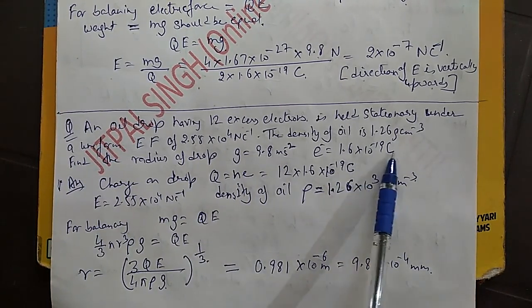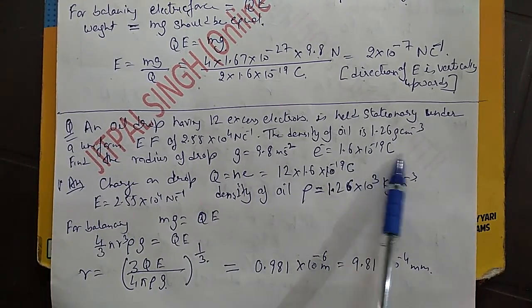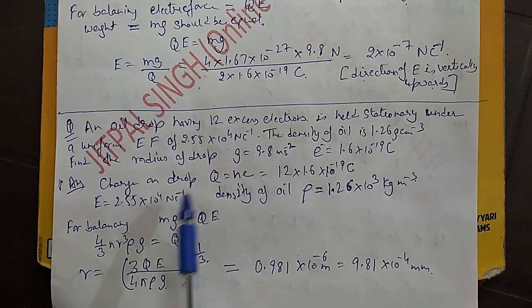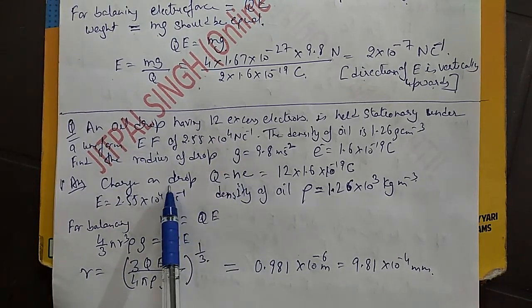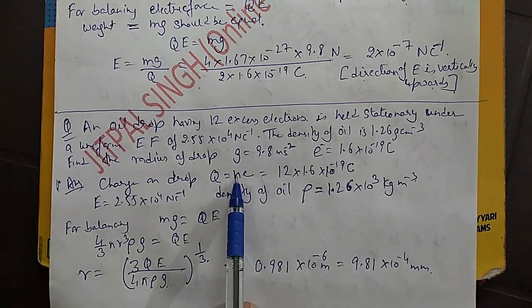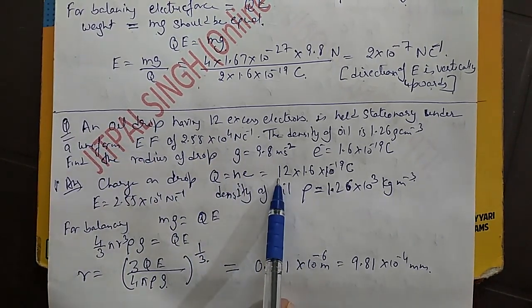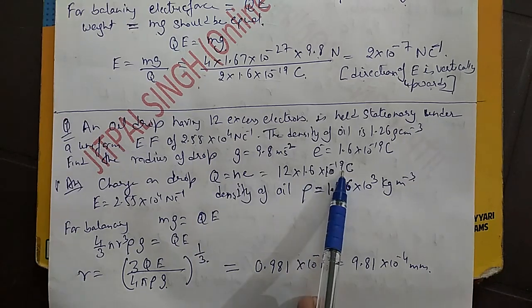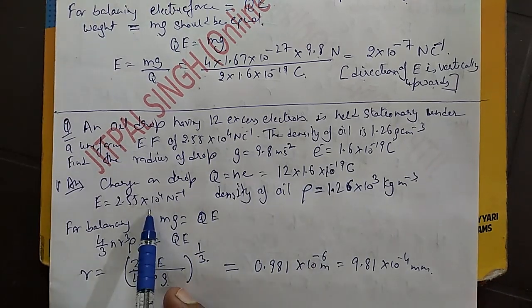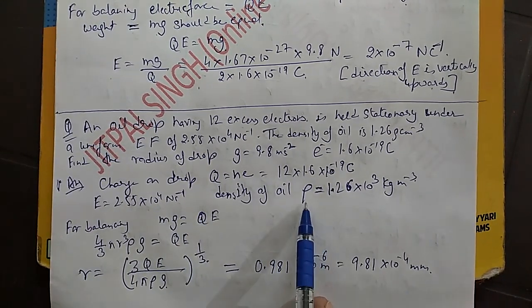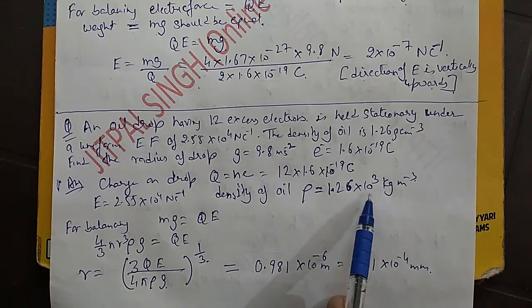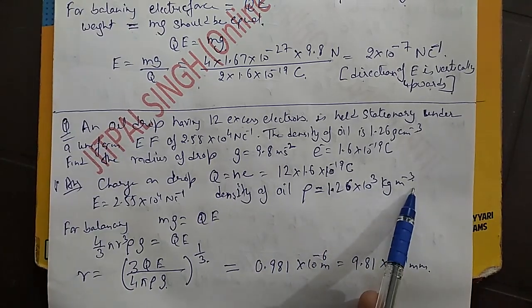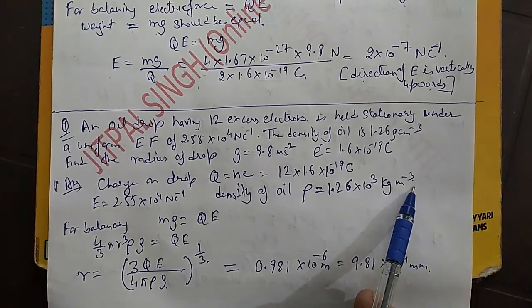We know that the charge on an electron is 1.6 × 10^-19 coulomb. Now here, since the oil drop has 12 excess electrons, the charge on the drop will be Q equal to Ne, where N is 12 and small e is the charge on the electron. Electric field is given to us, which is the applied field, and density of oil is represented by rho, which is 1.26 × 10^3 kg per meter cube. It is converted into SI unit.